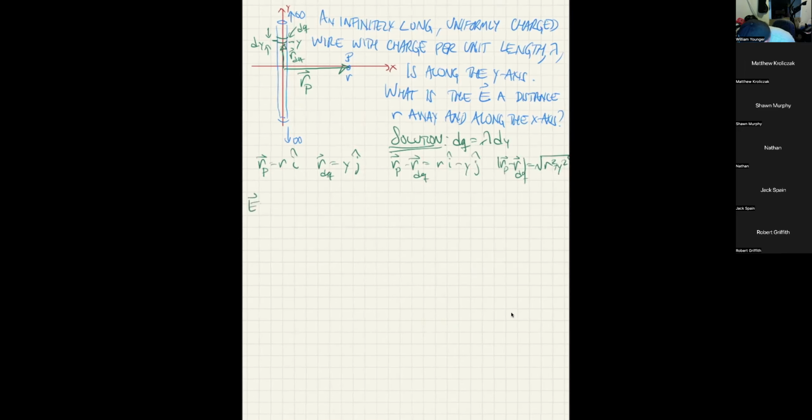So E is going to be equal to the integral of dE, which is going to be obviously lambda over 4 pi epsilon naught times the integral of dy over, now I'm going to say r squared plus y squared. This time I'll remember my exponents of 3, and I'll say r i hat minus y j hat, like that. And I'm going to integrate from y approaching negative infinity to infinity.